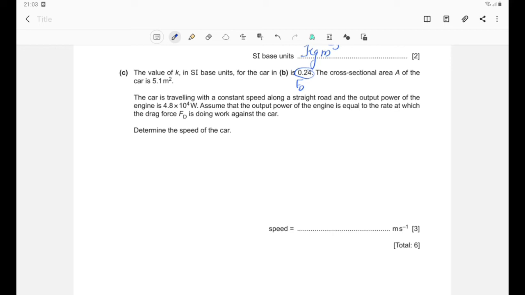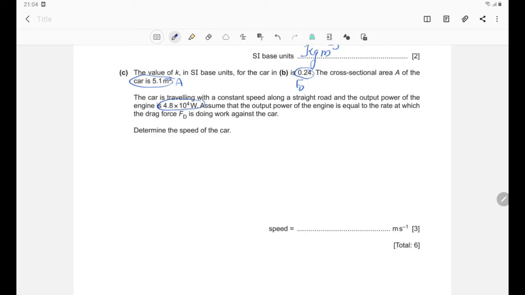The car is traveling with a constant speed along a straight road and the output power of the engine is 4.8 times 10 to the power 4 watt. Assume that the output power of the engine is equal to the rate at which the drag force Fd is doing work against the car. Determine the speed of the car. So in this question, they have provided the value of k, that is 0.24, and the area of cross section of the car and the power of the engine. And you need to find out the speed of the car.